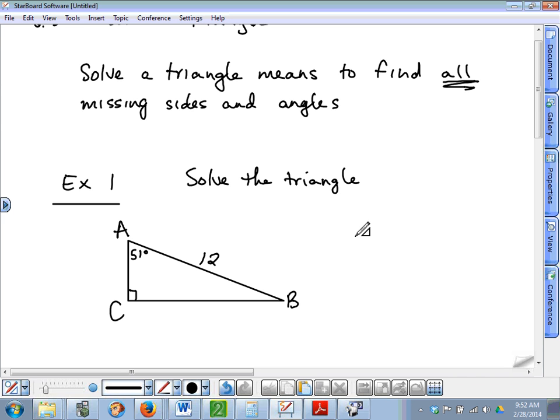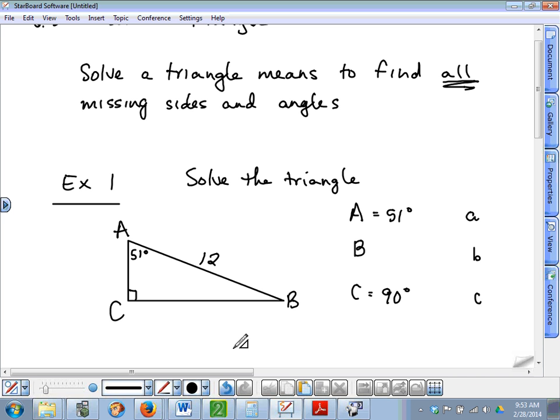Triangles have three sides and three angles. We have angle A, angle B, and angle C. These are capital letters. Capital letters mean angle measures. And then we have side A, side B, and side C. The lowercase letters mean side lengths. We have to find the values of all of these. What do we already know? Big A is 51. A is 51 degrees.